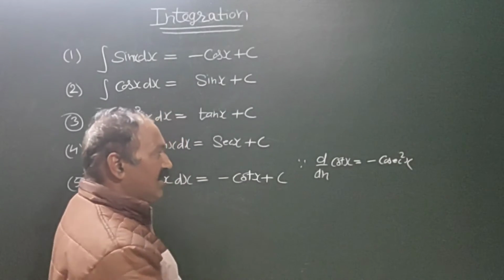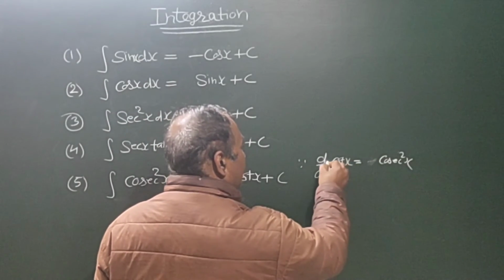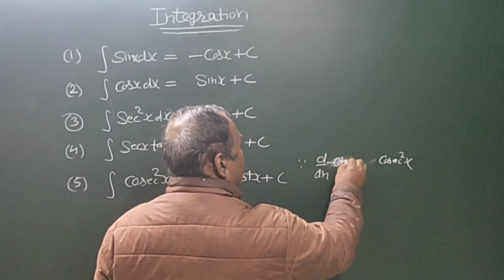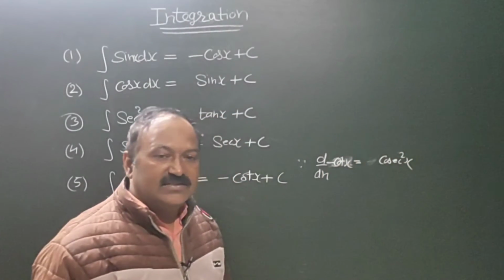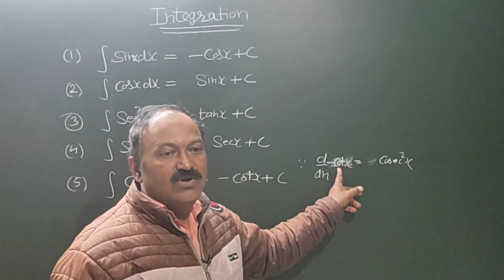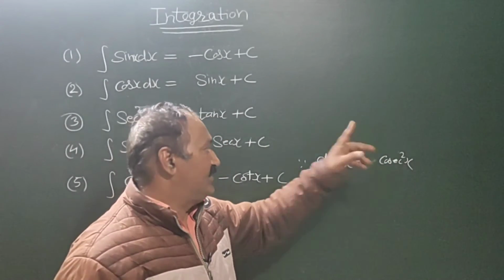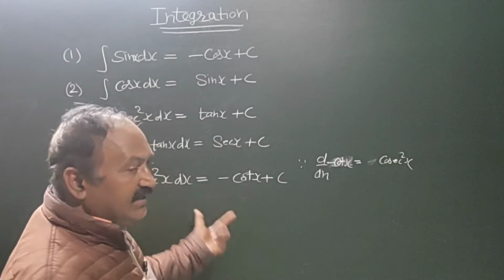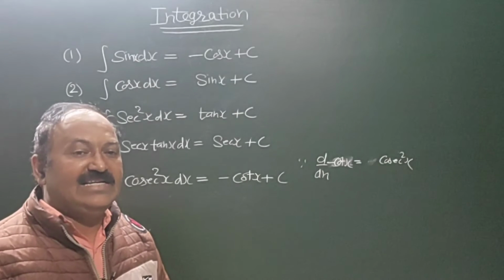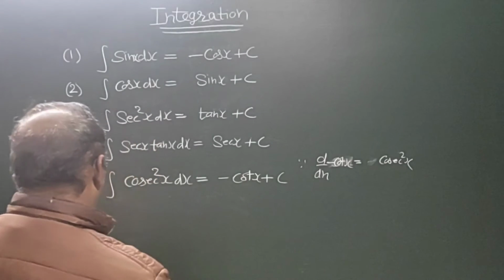In other words, derivative of minus cot x is cosecant square x. Therefore, integration of cosecant square x will be equal to minus cot x plus c. This is the trick which you have to apply in order to find the integrations of the functions.